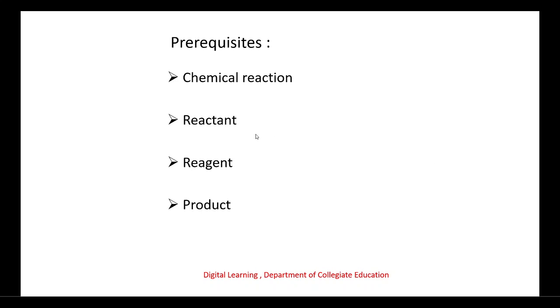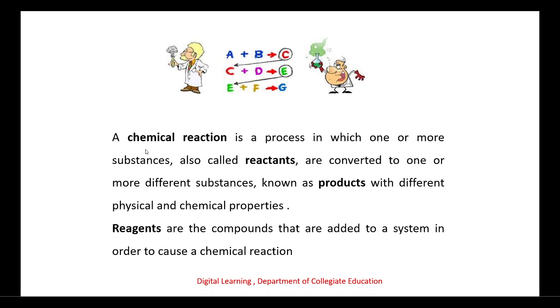Before going to the organic reaction, let us have a recap about the chemical reaction, reactant, reagent and product. A chemical reaction is a process in which one or more substances, which we call reactants, are converted to one or more different substances known as products, with different physical and chemical properties.